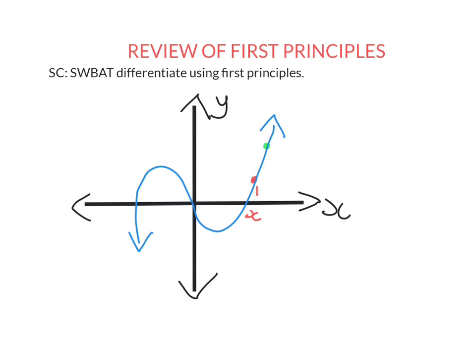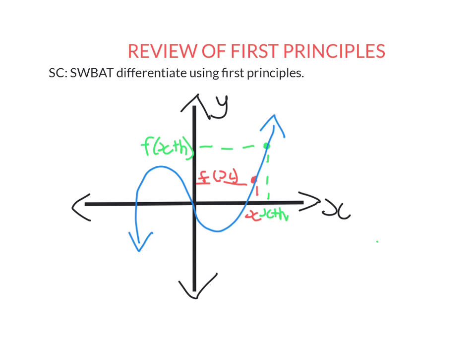It could be anywhere. I'm going to let h be the distance along the x-axis between these 2 points. So if the first point was x, the second x value will be x plus h, because the distance between them I've set to h. For the y values, I'm going to call this y value here f of x, f of whatever the x value was, and then the y value at this point will be f of x plus h.